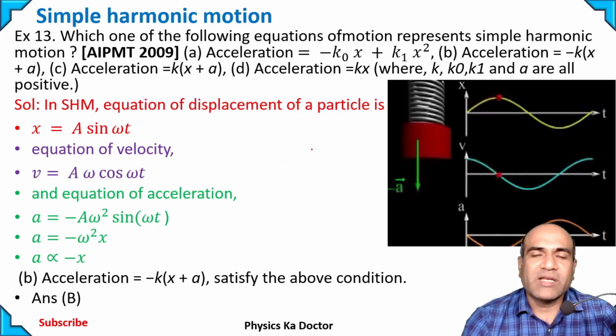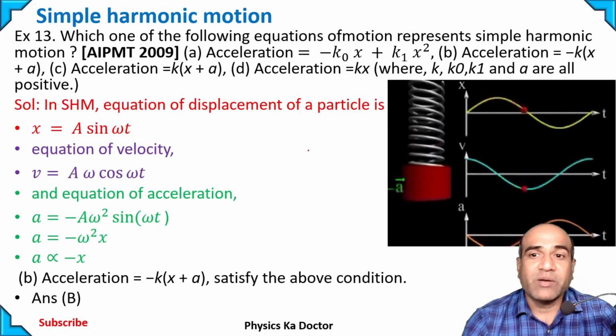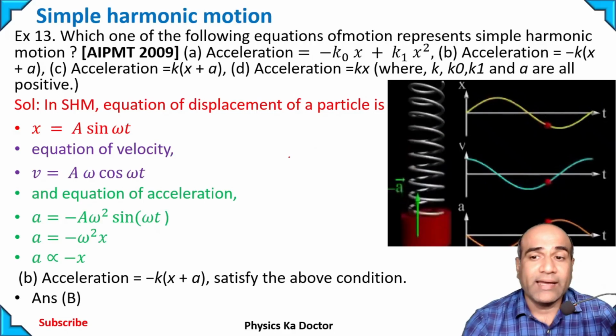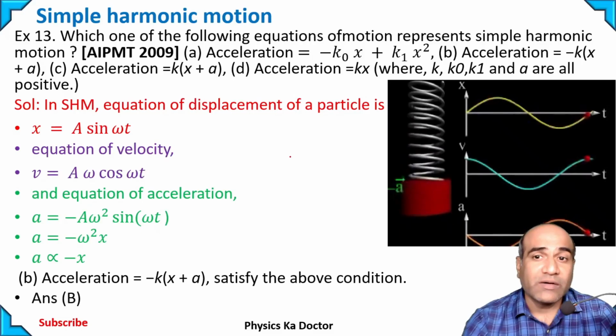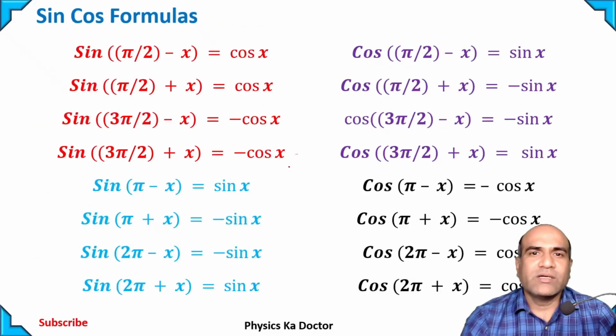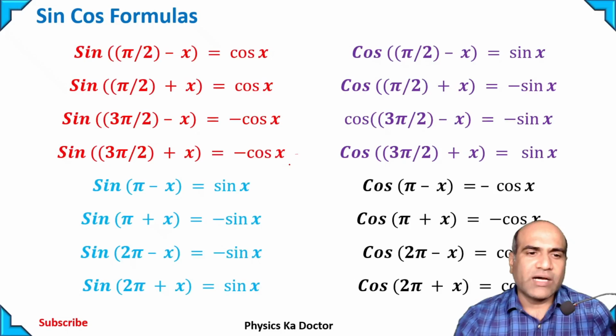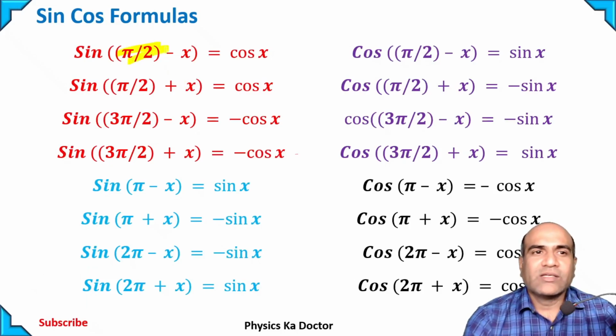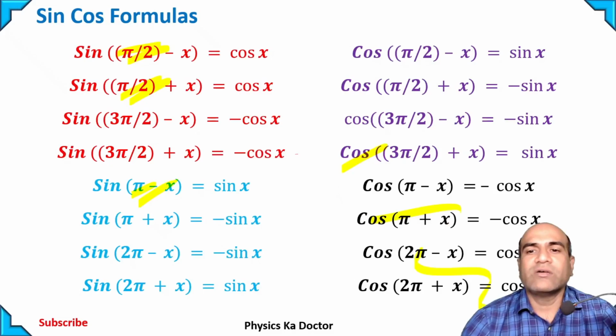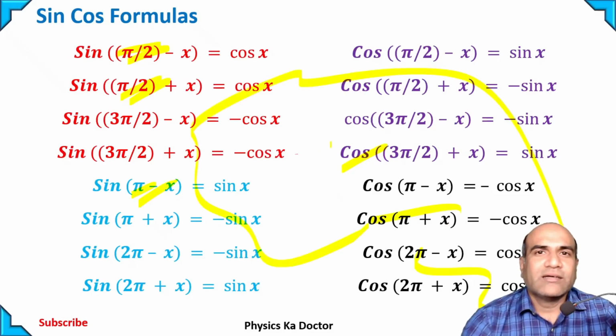This is our simple harmonic motion. We know how it works. We can plot graphs of x, v and a. We will have questions on the graph also. Now, sine cosine formulas, we need to remember these formulas. There are various tricks, we will discuss that also. So sine, pi by 2, pi, when required, remember all these formulas, right? Let's move forward.